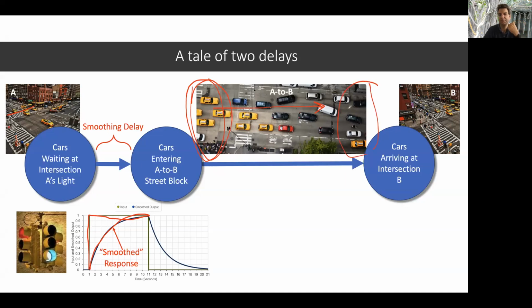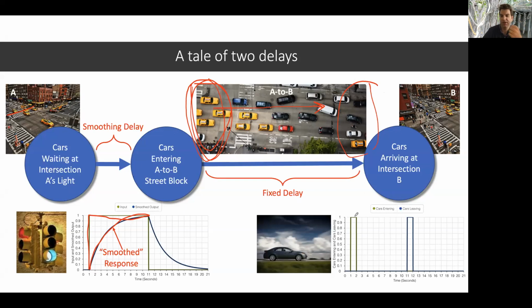So if you were to model the number of cars exiting an intersection, that number of cars is just going to be a delayed version of the number of cars entering that intersection. That's what we mean by a fixed delay. If you know what the shape of it was at one point, you're going to know that a certain delay later, you see the exact same shape coming out the other side. So are there questions then about these two types of delays, fixed delays and smoothing delays?